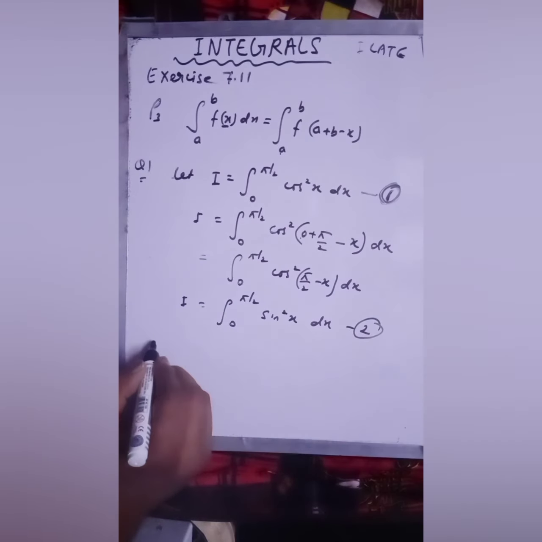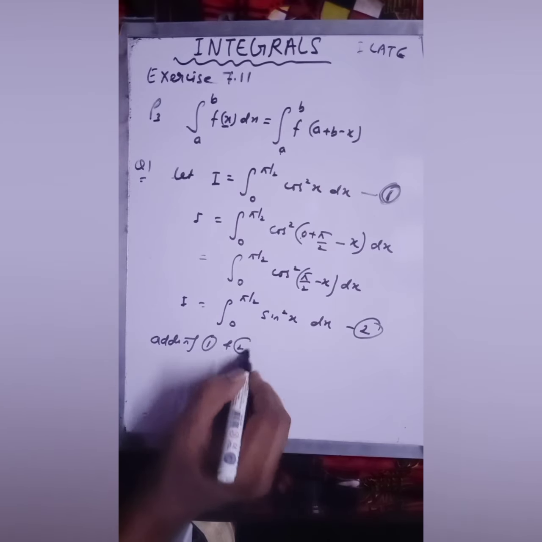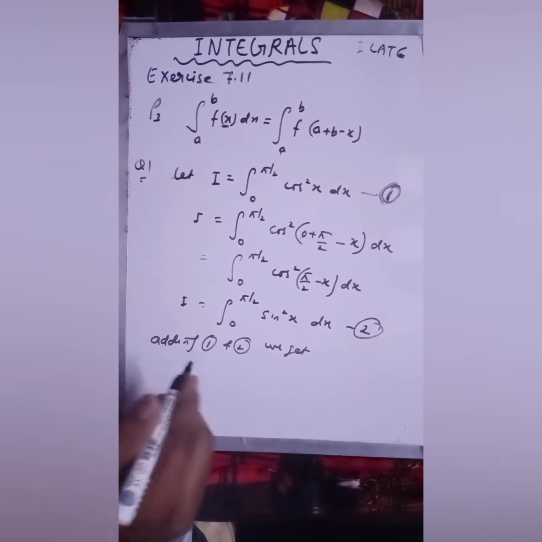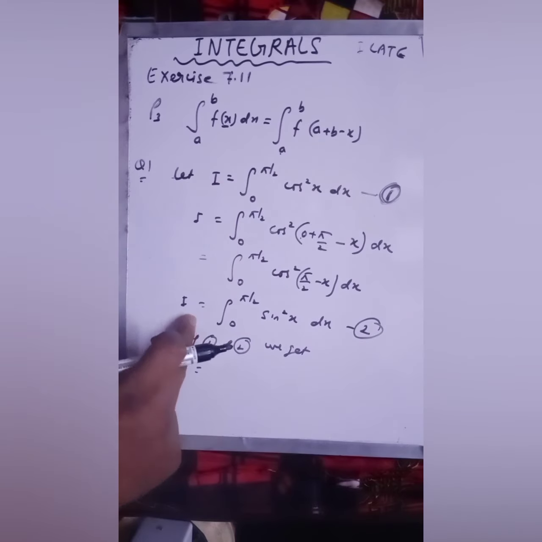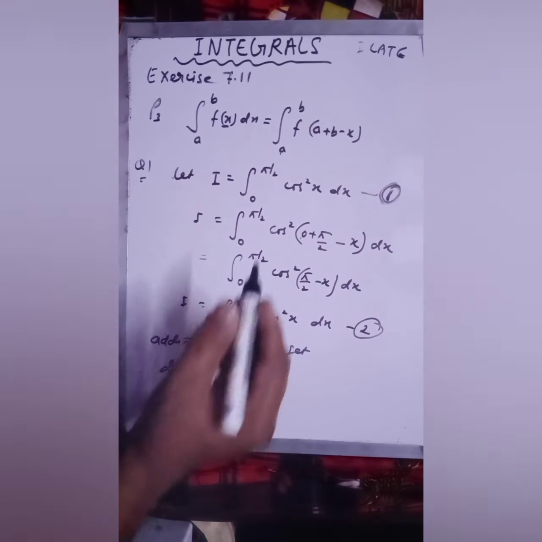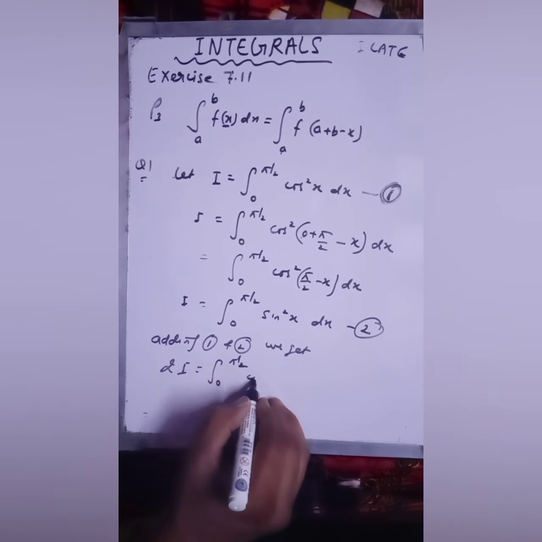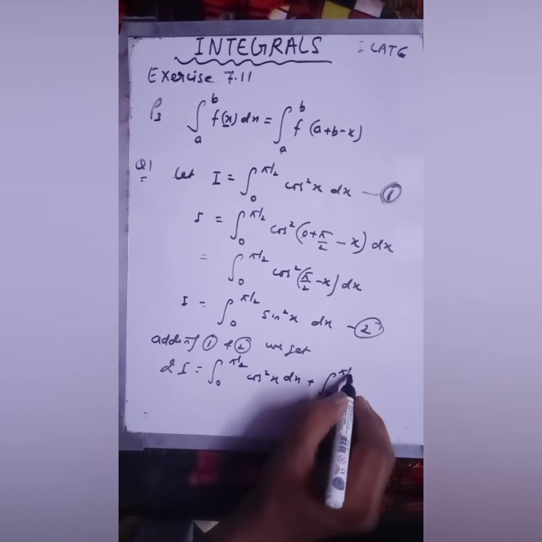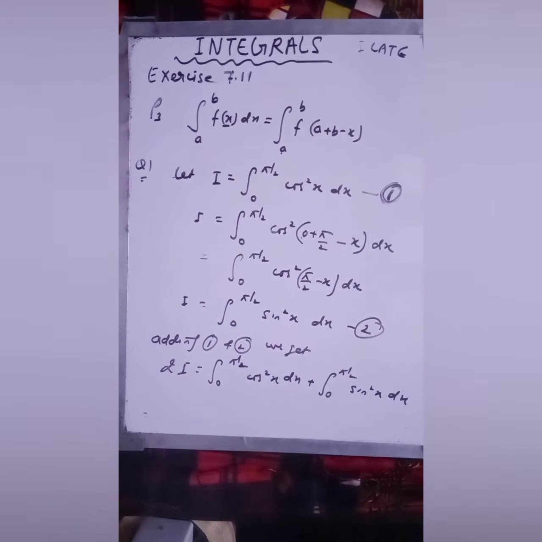So we are adding equation number 1 and 2. When you add, I plus I would be 2I. Here we are adding equation number 1 and equation number 2. So I plus I, that would be 2I equals the integral from 0 to pi by 2 of cos square x dx plus the integral from 0 to pi by 2 of sine square x dx. Got it, children?